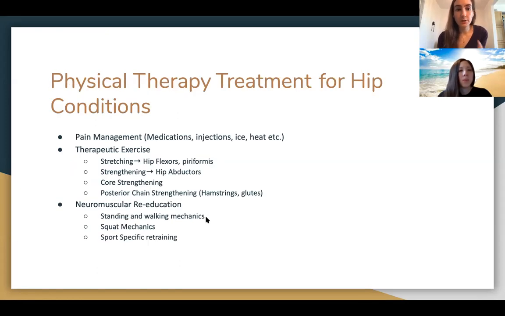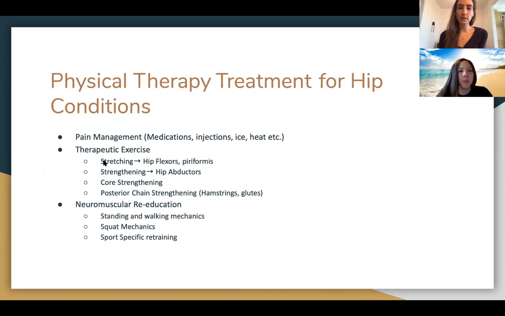Physical therapy treatment. So how do we treat it? First of all, when people have hip pain, it tends to be rather uncomfortable because in order to walk around and ambulate in the world, you need to be using your hip joints. So pain management is important first.